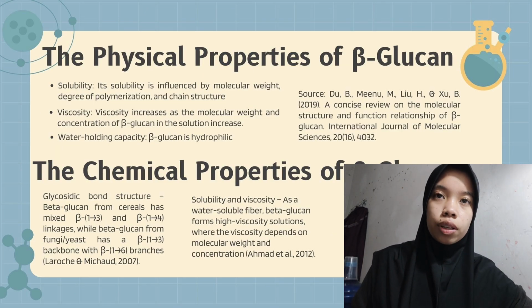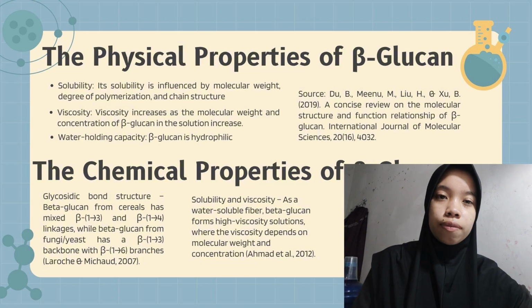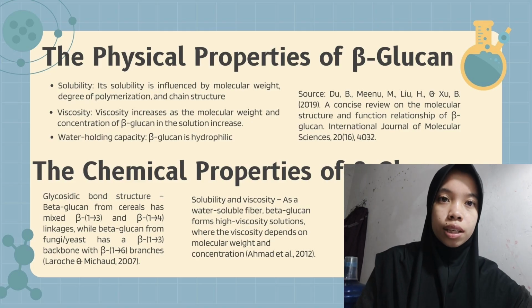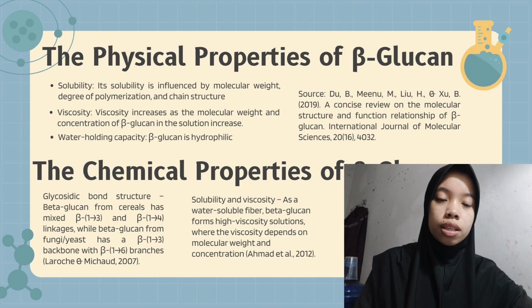The physical properties of beta-glucan. First, solubility, or kelarutan. Its solubility is influenced by molecular weight, degree of polymerization, and chain structure. Next, viscosity, or viskositas. Viscosity increases as the molecular weight and concentration of beta-glucan in the solution increase. Next, water holding capacity, or daya ikat air. Beta-glucan is hydrophilic and contains many hydroxyl groups, or OH-, so it is able to absorb and retain large amounts of water.